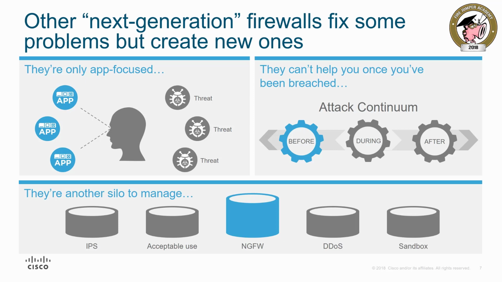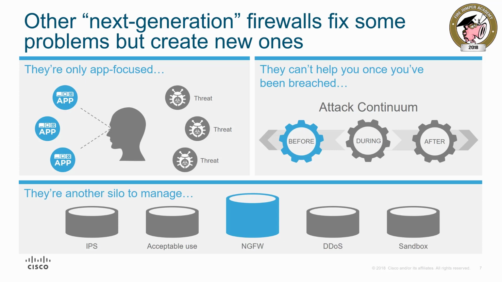Other firewalls may claim to be next generation, but because they focus on applications rather than threats, they are less effective at threat prevention and often ineffective at identifying and remediating advanced malware. In addition, while they may protect you before an attack, they generally do not protect during and after an attack across what we call the attack continuum. They offer little assistance once you do get infected in scoping the infection, containing it, and remediating it quickly. And they are actually another silo to manage as well.